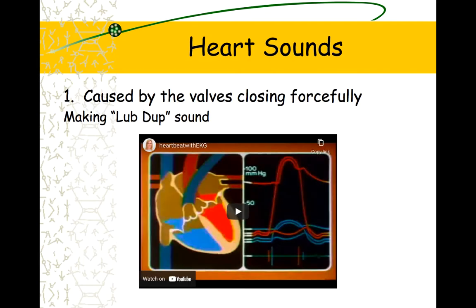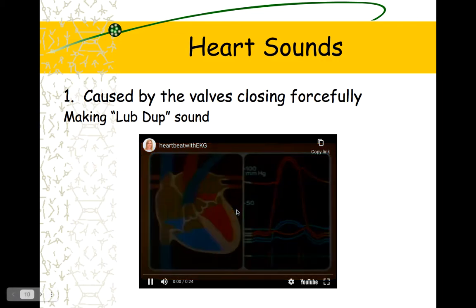The lub-dub sound of the heart. When we put our head on somebody's chest, we hear that lub-dub sound. And this is why. One interesting thing about this video is if you watch the right side here, this will show you the EKG. It'll show you the stimulation in the heart as it's working. Okay, so take a look at that.